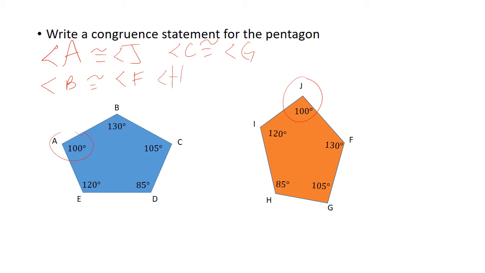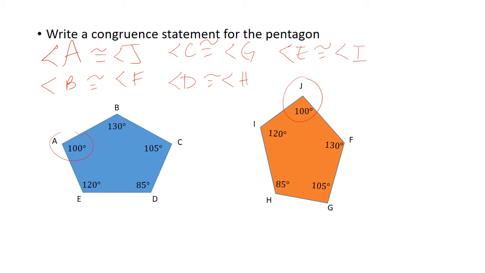Angle H is congruent to angle D. And then I flipped what I was doing here. So if we have angle D is congruent to angle H, and angle E is congruent to angle I.